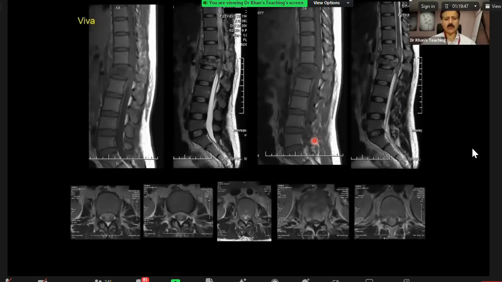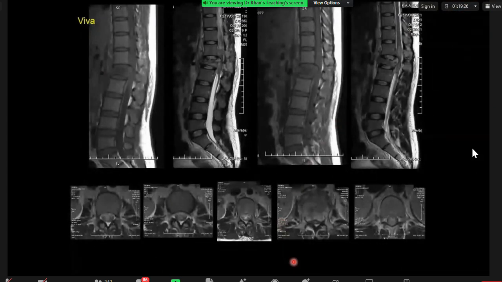Now I want you to describe findings. This case is a trauma case. We know that there is a fracture there, and this is the fracture. This is a T1, this is a T2, and of course I've given you some axials also. What are the findings? Sure.